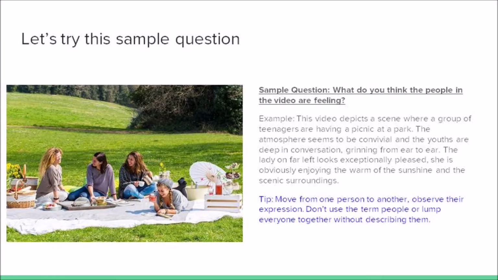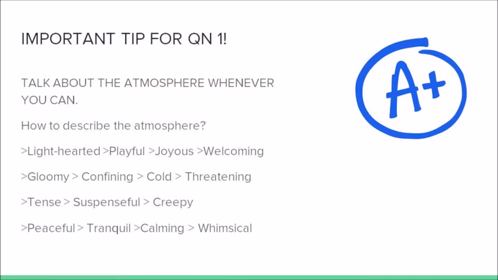Give details of how they look like, the dressing. Are they wearing casual clothes? Are they in office wear? What's going on exactly? Be specific. Now, always talk about the atmosphere when you can. This is a pro tip. Listen to the examiner's question. Answer the question, but bring in the atmosphere as a form of evidence.